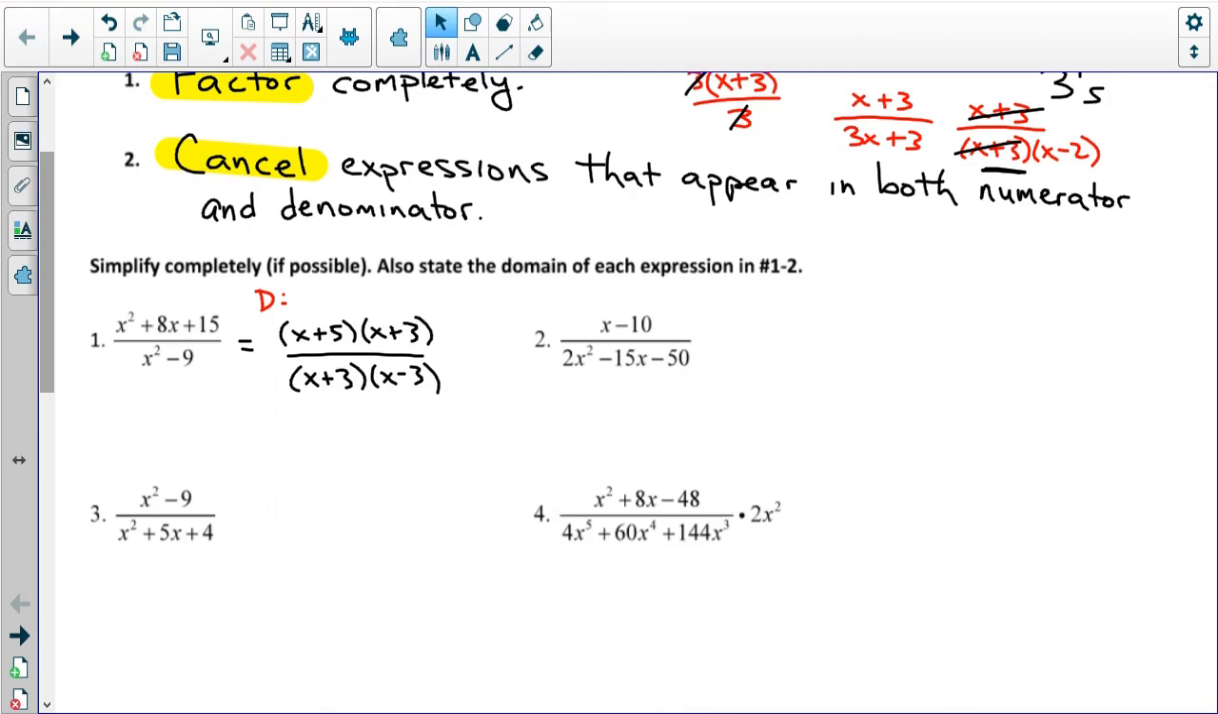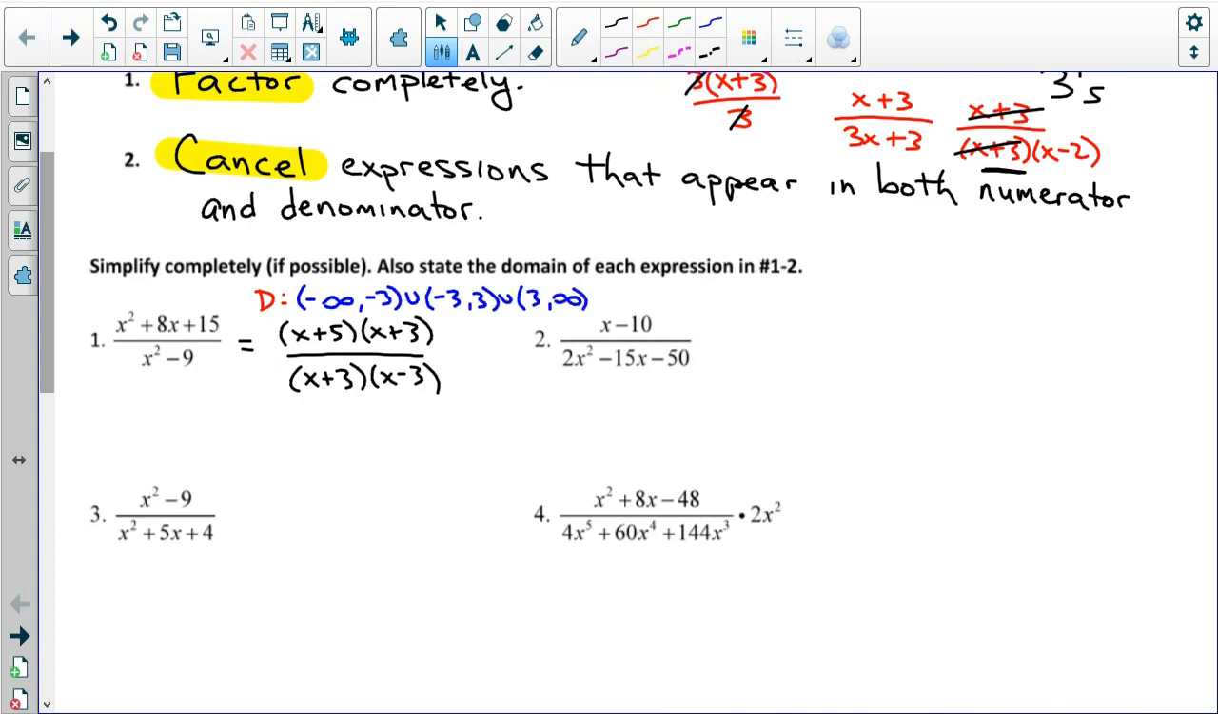So if I look at this, the numbers that I would not be allowed to substitute into this expression would be x equals 3 or negative 3. So that means my domain written in interval notation would be negative infinity to negative 3, union negative 3 to 3, union 3 to infinity. We could also write that: the domain is all x where x is not equal to 3 or negative 3. Basically, if I sub in 3 or negative 3, I get 0 in the denominator, and that's a problem.